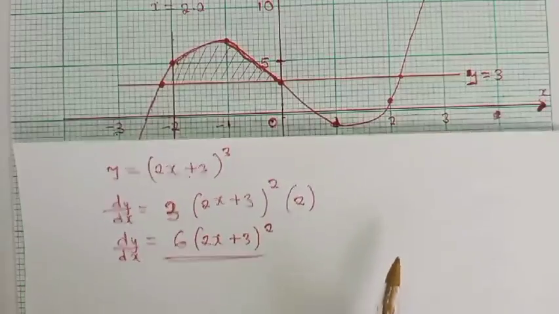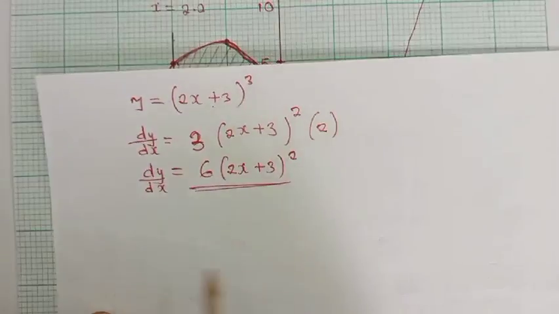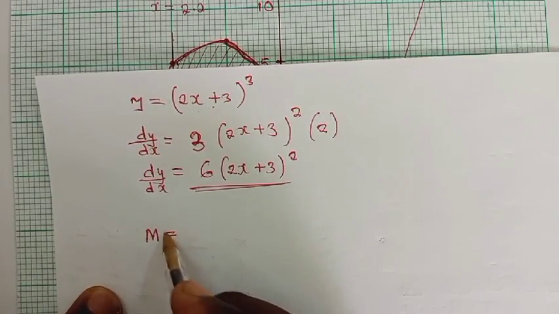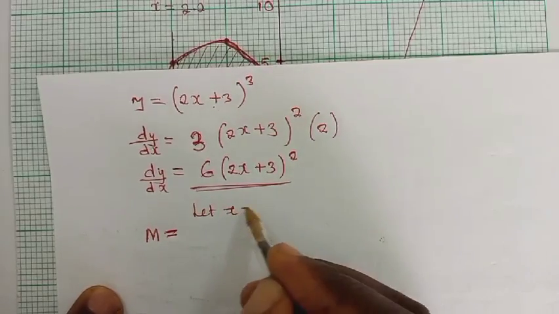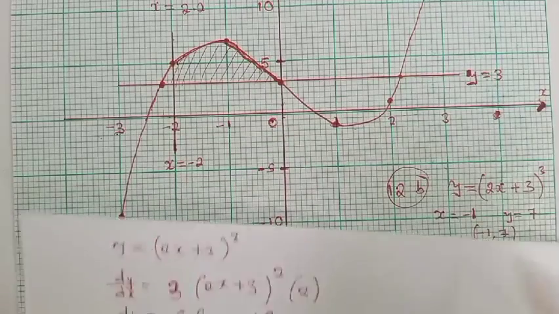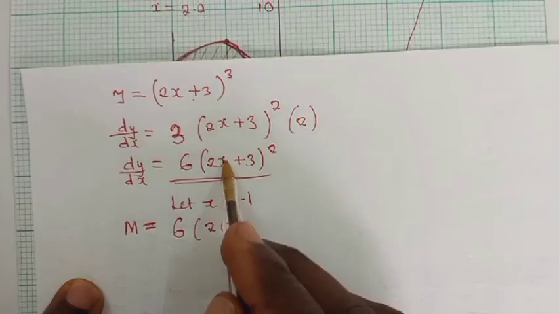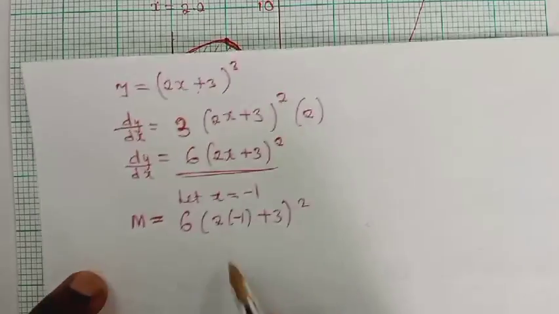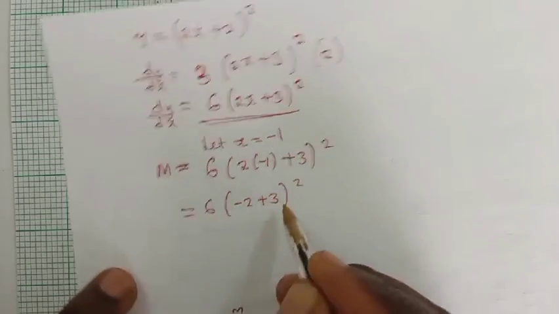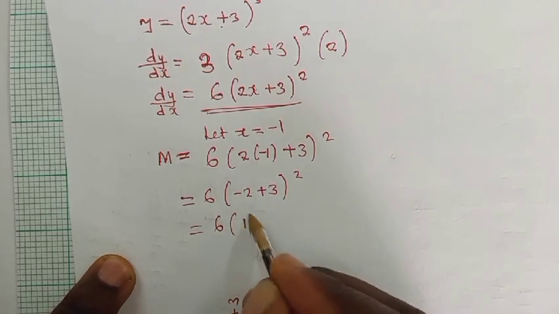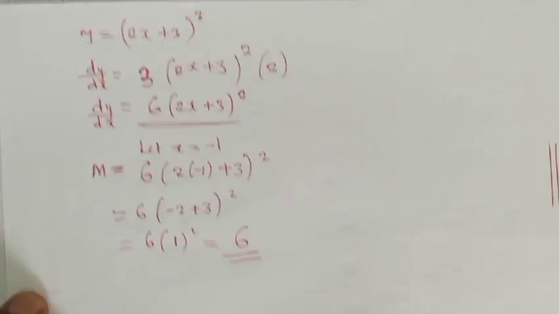So now, according to the question, they said the x value is negative what? Negative 1. So now, to find the gradient, we'll let x be equal to negative 1. This is the negative 1 they have just given us. So we'll put it right here, negative 1, where x is, and then solve. So what are we getting? We're getting a 6 here, negative 2 plus a 3 power 2. And when we work out, we get a 6 here, a 1 power 2, which is equal to 6. So our gradient is equal to 6.